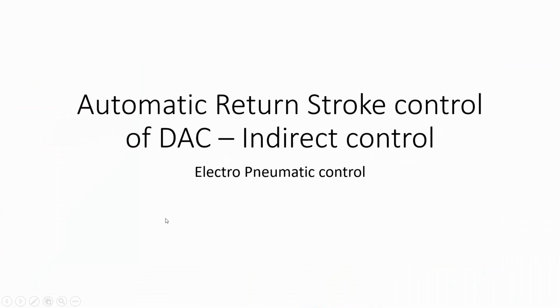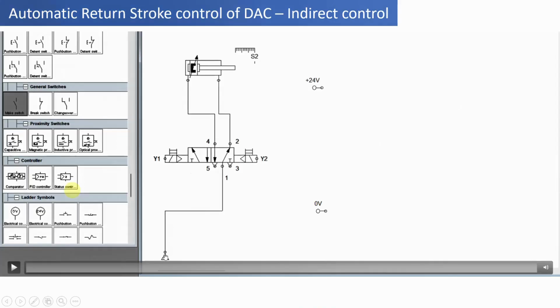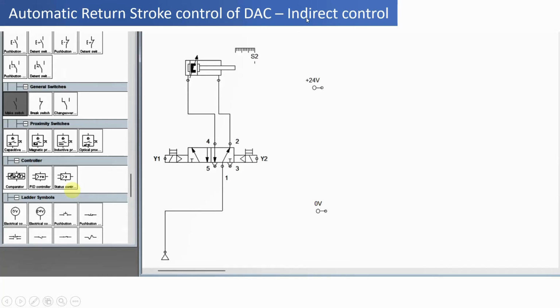This video will explain automatic return stroke control of double acting cylinder using indirect control. So as usual, we are having compressor, 5/2 direction control valve, which is solenoid operated for both the envelope modes, then double acting cylinder, then the stroke length is 100 mm and S2 is the final position of the piston. So it is the extreme right position of the piston, and then we'll use the indirect control.